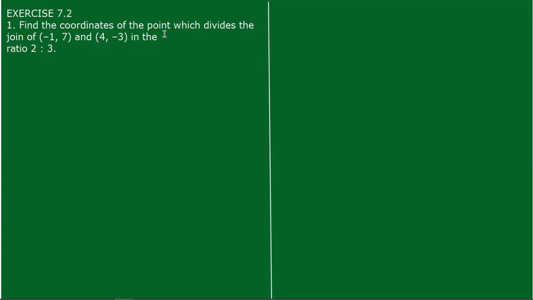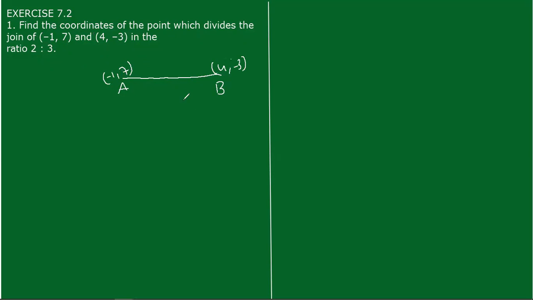So the formula is, so first I will draw the diagram just for an idea. Let's assume there is a line segment AB, and we take two points, (-1, 7) as A and (4, -3) as B. So we have to find the coordinates of the point which divides these two points in the ratio.